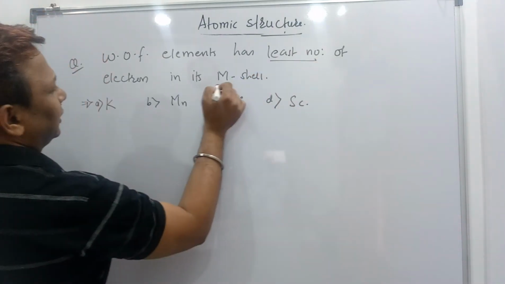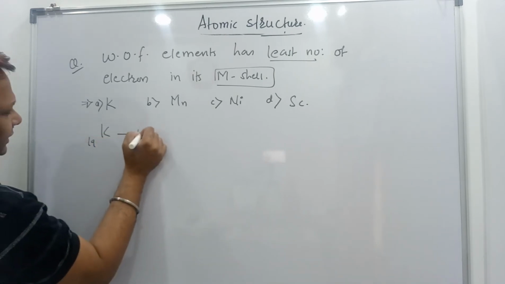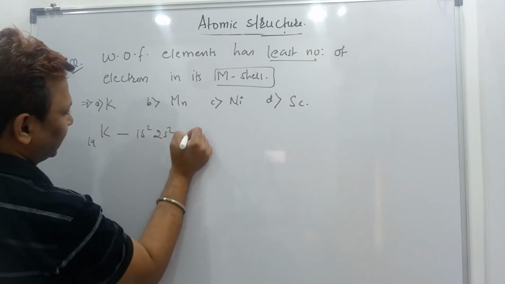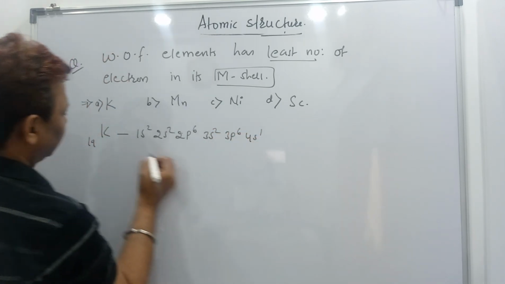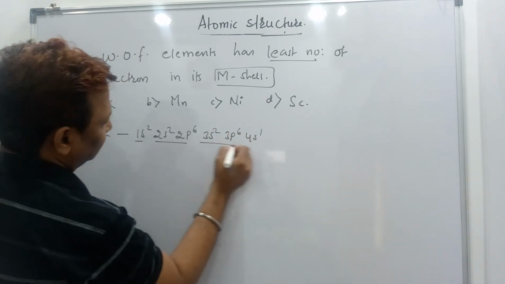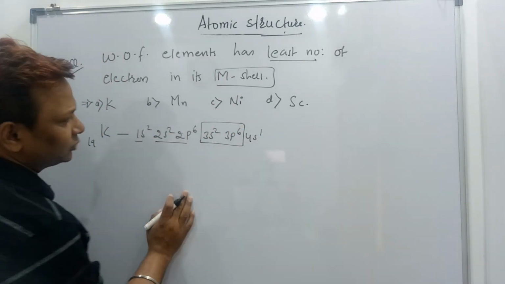Least number of electrons in its M shell. So obviously, beta, K means it is 19. 19 means 1s2, 2s2, 2p6, 3s2, 3p6, 4s1. First shell, second shell, and third shell. It is asking about the M shell, which means the third one. How many electrons? 6 plus 2, 8.